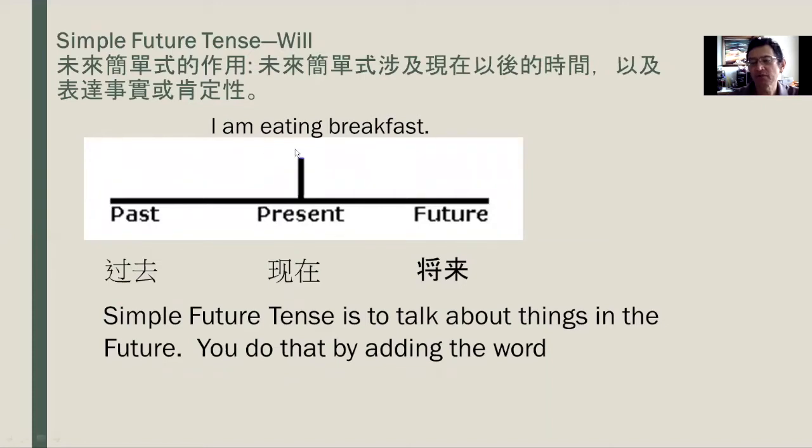I am eating breakfast is the present tense. The future tense would be here, and you would say that by adding this word will. So what is this sentence here in the future? The present tense is I am eating breakfast. Can you come up with the right future tense sentence? Do you remember that? I will eat breakfast tomorrow.